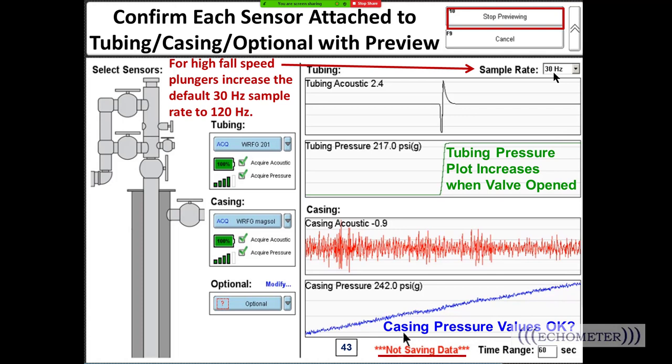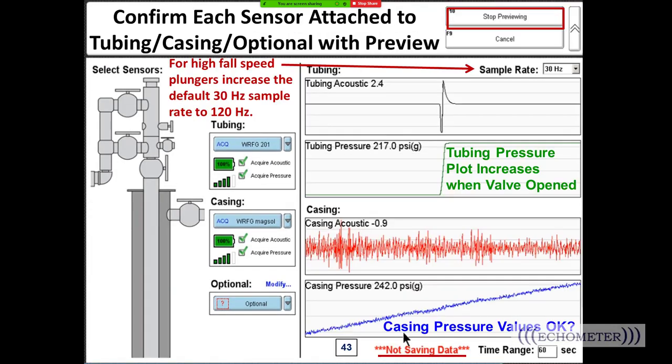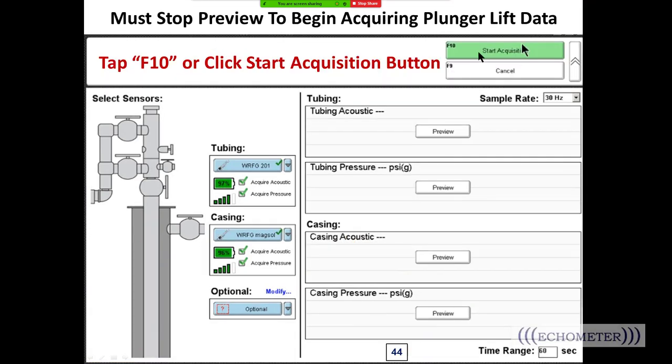You won't sample very long, but you'll have to sample fast, and you may want to try sampling at 480 samples a second in your office before you go to the well, to make sure your computer is fast enough to keep up with the high-speed data before you run a test at the well. So now we've stopped previewing, we've got our sampling speed set, and we're ready to start acquisition.